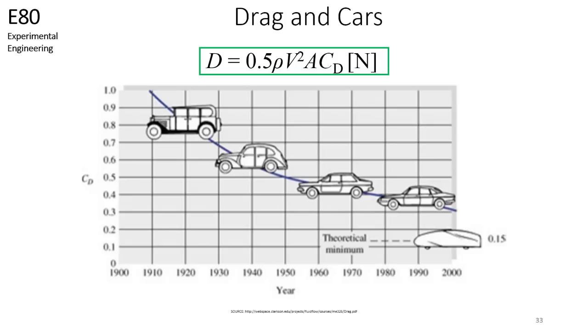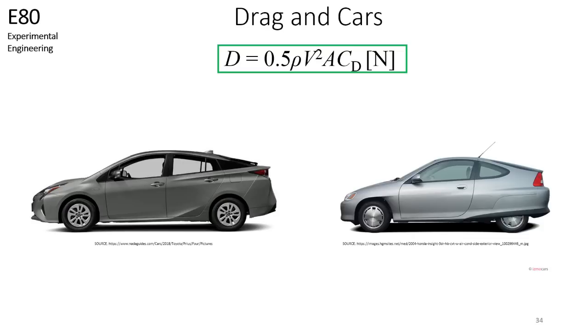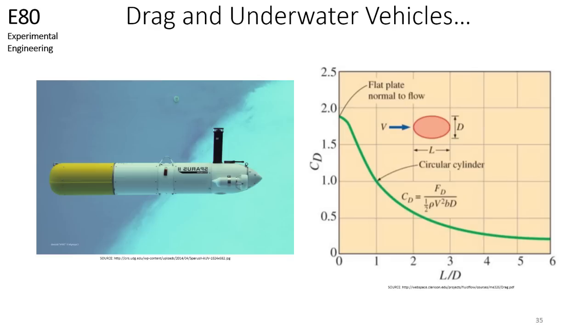Drag is very important in the design of fuel-efficient cars. In this picture, you can see how the coefficient of drag has gone down due to vehicle design over the last 100 years. The design, with the theoretical minimum coefficient of drag of 0.15, is shown here. Think about this shape the next time you see an energy-efficient car like the Toyota Prius or the Honda Insight.